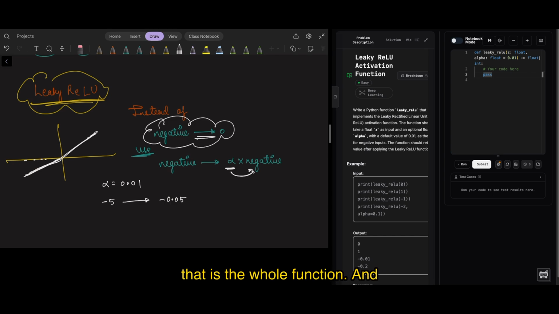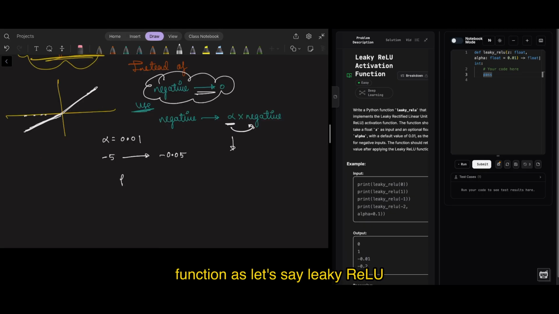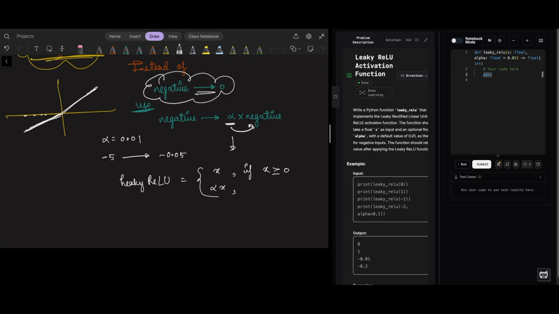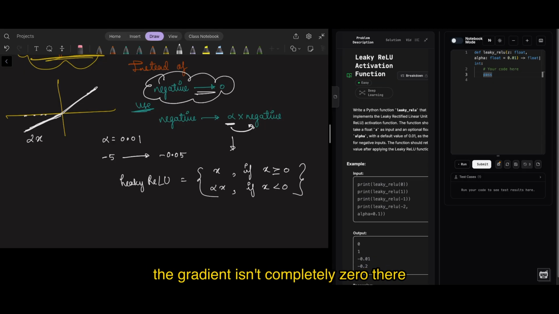So that's the whole function, and this can be described using a piecewise function. Leaky ReLU would be x if x is greater than or equal to 0, and alpha x if x is less than 0, that is negative. Positive values are passed through unchanged, negative values are scaled by alpha, and because the negative side now has a slope of alpha, the gradient isn't completely 0 there, and that's the leak in leaky ReLU.